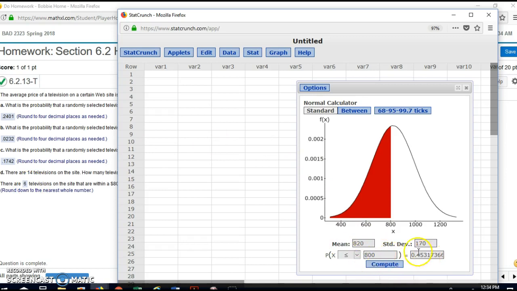What this means is the probability of getting a TV that is less than or equal to $800, there's a 45% probability that you will get that. So 45% of the TVs would be less than or equal to 800. If we have 14, take 45% of those, so 0.4532 times 6.